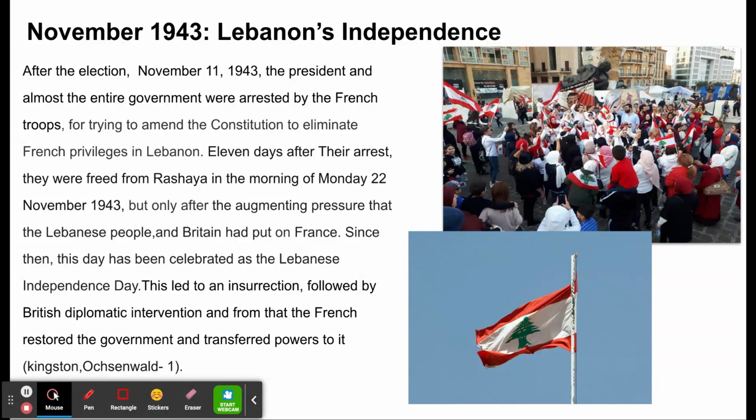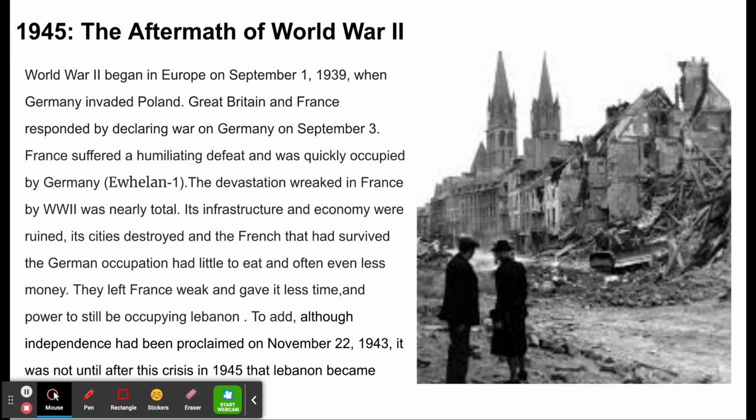11 days after their arrest, they were freed from Rashaya in the morning of Monday 22 November 1943, but only after the augmenting pressure that the Lebanese people and Britain had put on France. Since then, this day has been celebrated as the Lebanese Independence Day. This then led to an insurrection followed by British diplomatic intervention, and from that, the French restored the government and transferred powers to it.